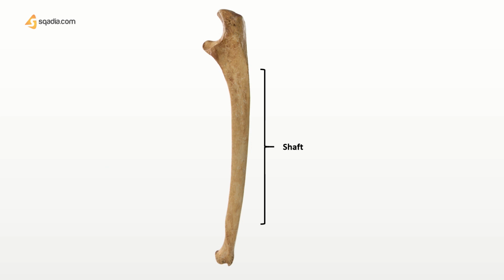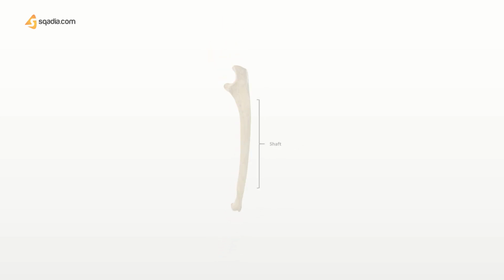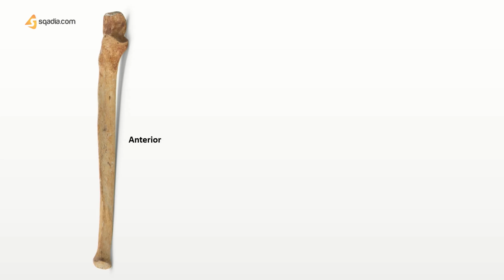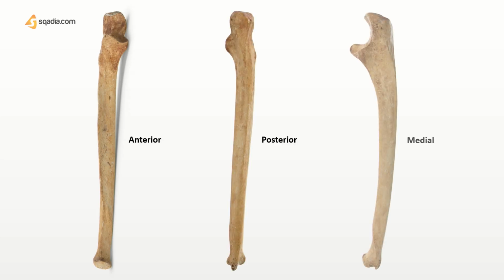Between the proximal and distal end, there is the shaft of ulna, to which several muscles attach. If you look closely, it is thicker around the neck at the proximal end and it tapers distally. It has three surfaces: anterior, posterior, and medial.